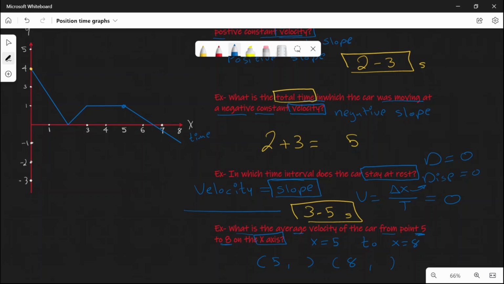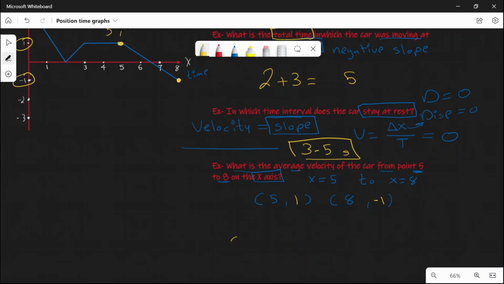At x equal 5, the value of y was equal to 1. So we'll write down 1 here. And at x equal to 8, the value of y was equal to negative 1. So we write negative 1.